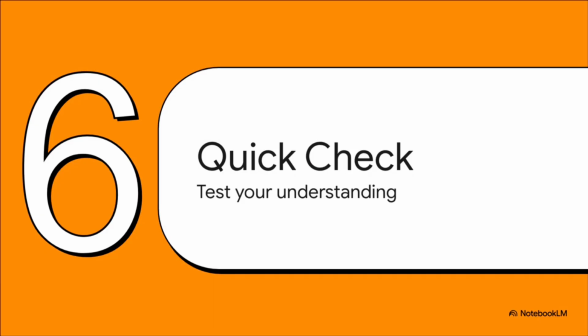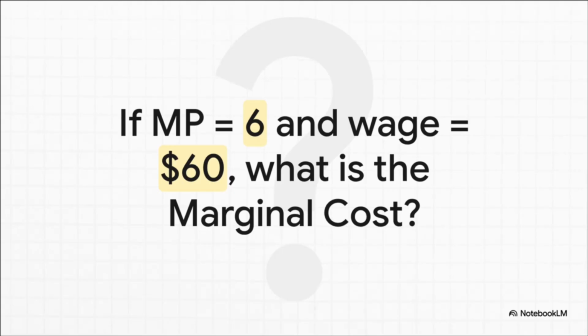Okay, we've covered the theory, we've got the formula, we've seen the data. Now let's do a quick check to make sure this is all sinking in. All right, you're up. Your next hire has a marginal product of 6 cookies. Their wage is still $60. What's the marginal cost for each of those cookies? Just plug it into the formula.